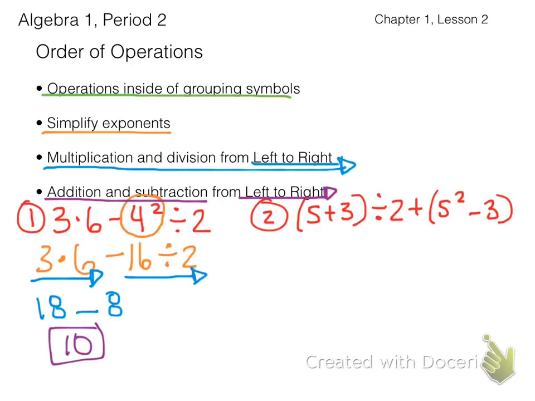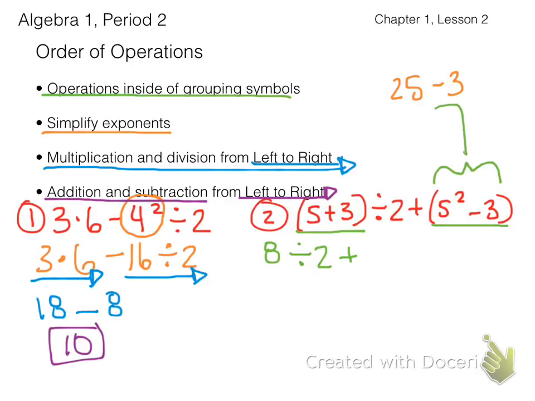Alright, number 2. Number 2 definitely has some grouping symbols in there, so let's take care of them. 5 plus 3 is 8, divided by 2 plus, and inside here I still have to follow the order of operations. So I'm going to simplify these exponents. 5 to the second power means 5 times 5. 5 times 5 is 25 minus 3. So inside of that grouping symbol, I really have 25 minus 3, which is 22.